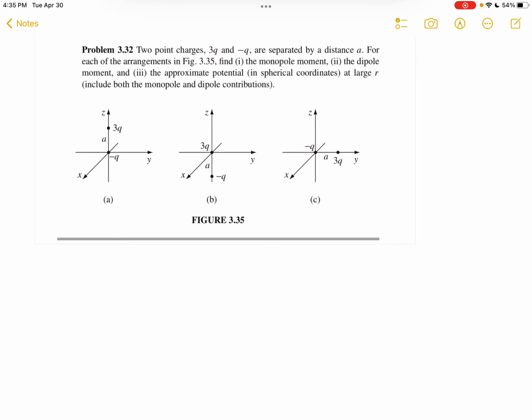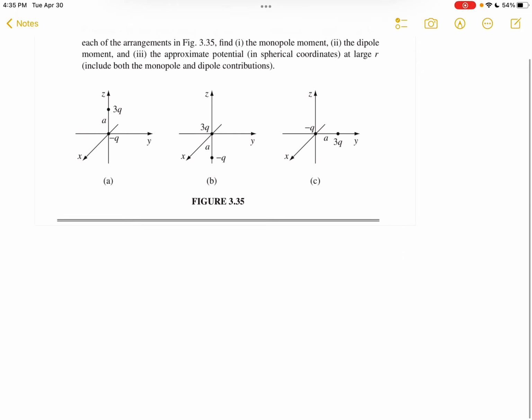So for this problem, we have two point charges, 3q and negative q, which are separated by a distance a. For each of the arrangements, we want to find, one, the monopole moment, two, the dipole moment, and three, the approximate potential in spherical coordinates at large r, which includes both the monopole and dipole contributions.